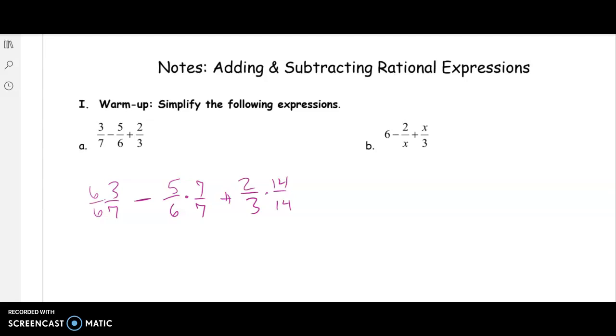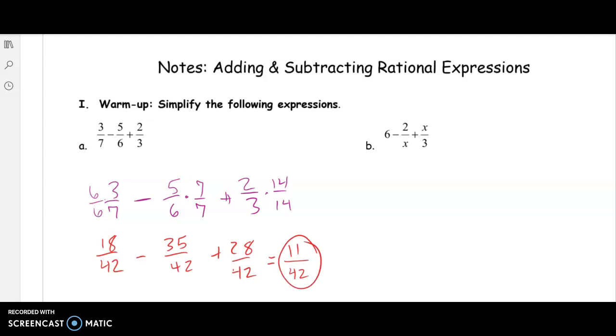So now we can simplify. We get 18/42 minus 35/42 plus 28/42. So now we're just calculating that to see what we get. And we get 11/42. Remember, the denominator stays the same when you are adding. All you're doing is adding and subtracting the numerators of each.